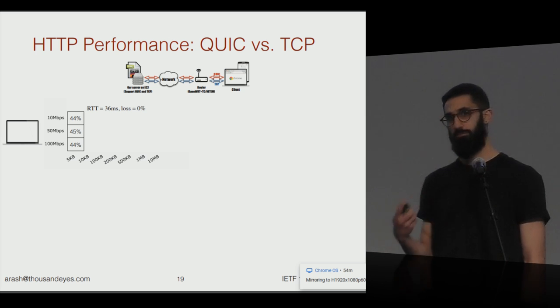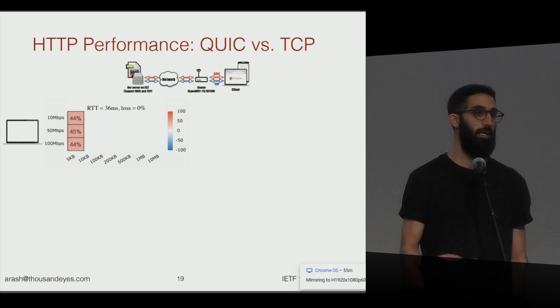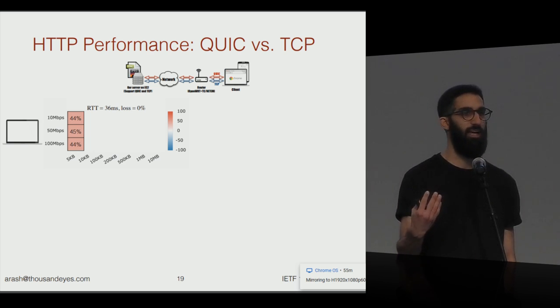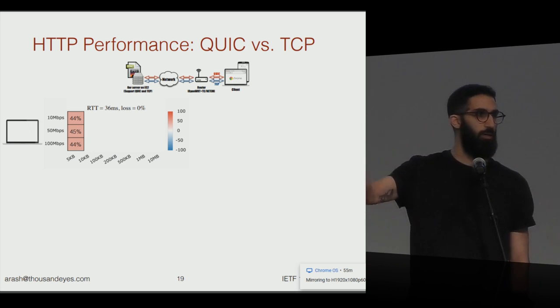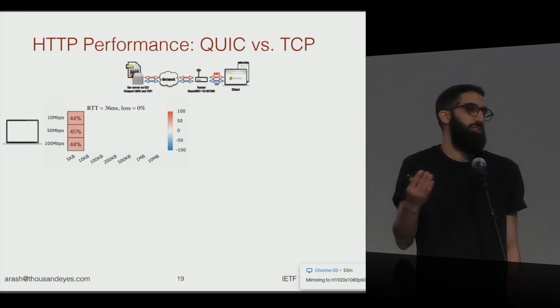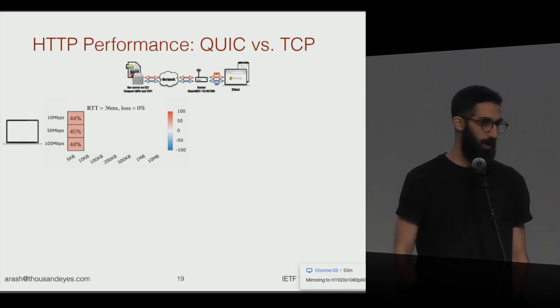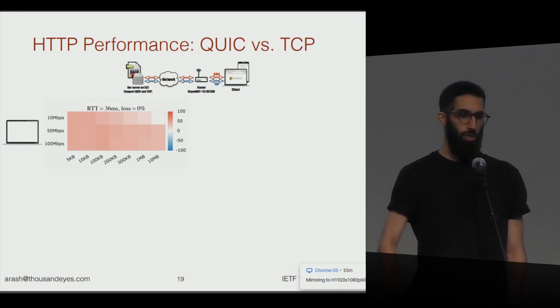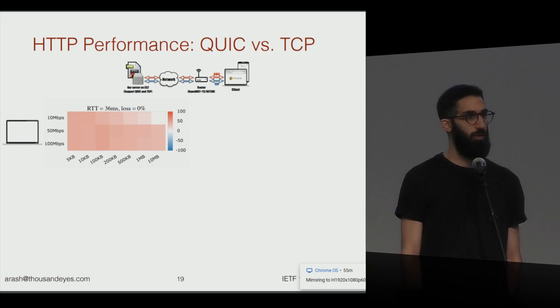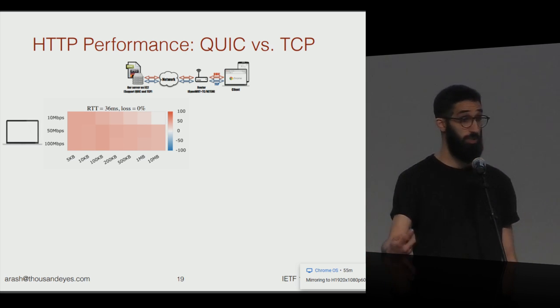Now, to avoid bombarding you with a lot of numbers, I'm going to replace that with a heat map. Just think of it as red means Quick is doing better, blue means TCP is doing better, and white means there's no statistically significant difference between the two protocols. If I complete this plot, you can see pretty much in every bottleneck bandwidth and for every object size, Quick is doing better than TCP. We're able to download the object faster, so this is great.